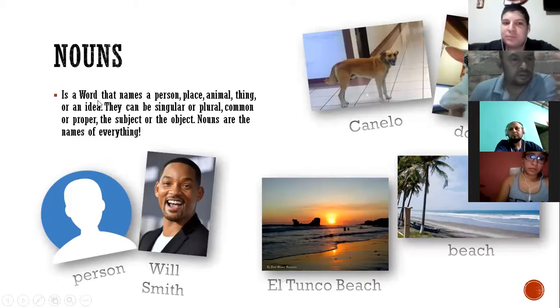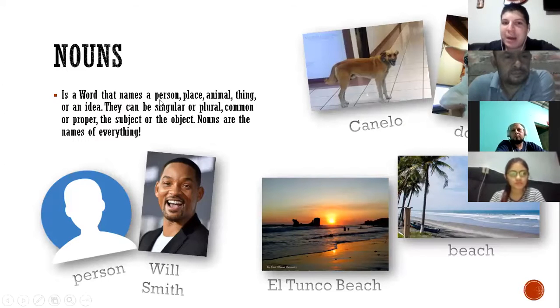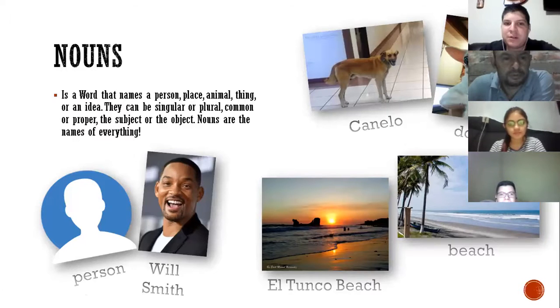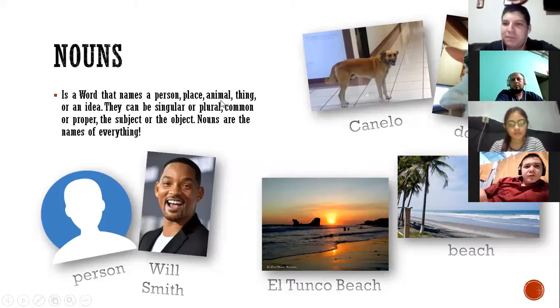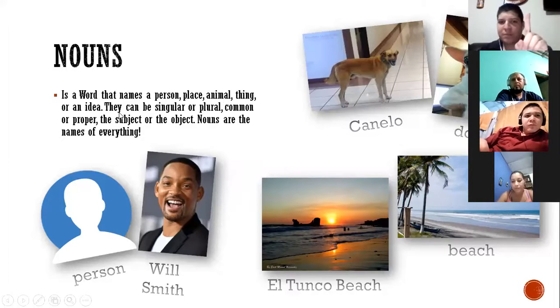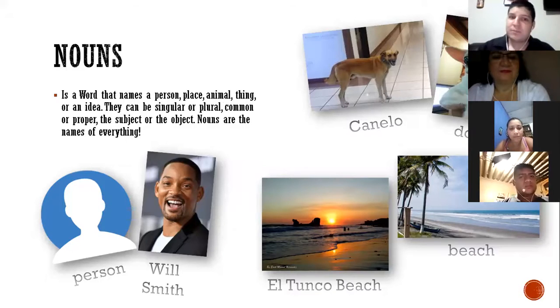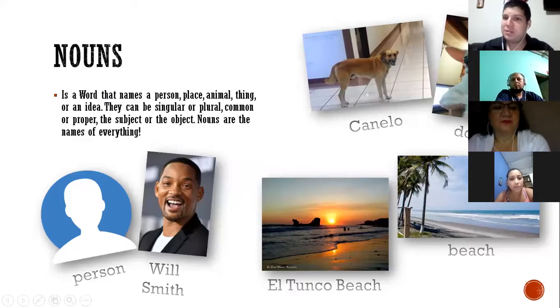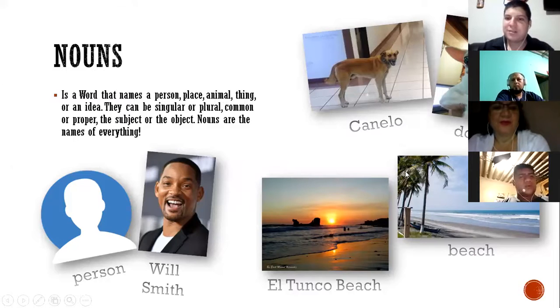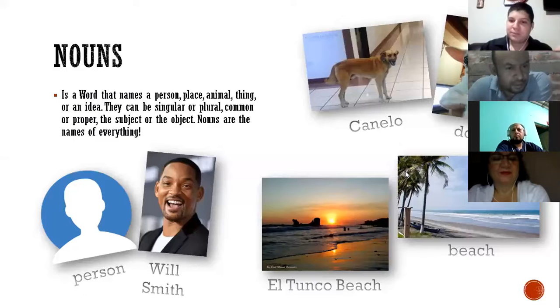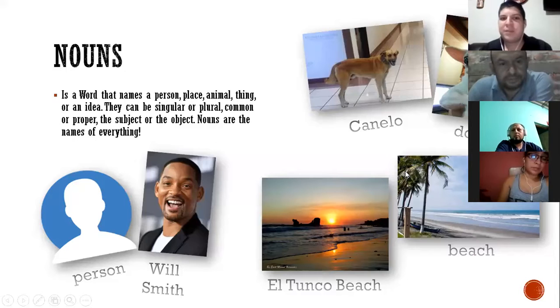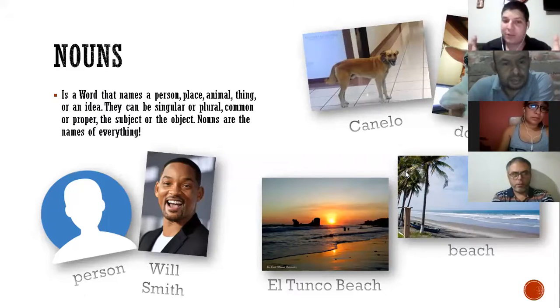Is a word that names a person, place, animal, or an idea. They can be singular or plural. Or common. Common. Like this. Or proper. Subject. Or the object. Nouns are the names of everything.